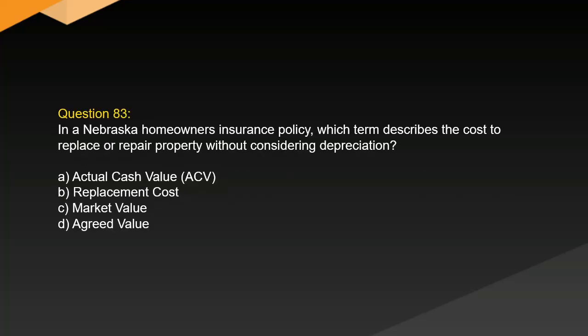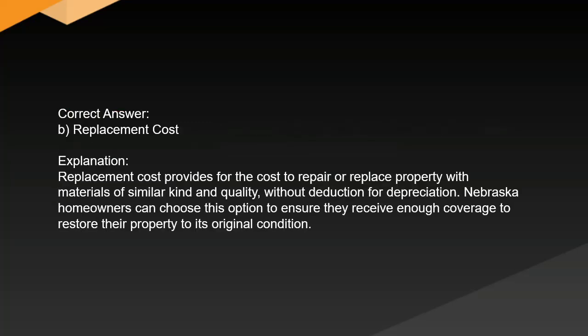Question 83. In a Nebraska homeowner's insurance policy, which term describes the cost to replace or repair property without considering depreciation? A. Actual cash value, ACV. B. Replacement cost. C. Market value. D. Agreed value. Correct answer: B. Replacement cost. Explanation: Replacement cost provides for the cost to repair or replace property with materials of similar kind and quality without deduction for depreciation. Nebraska homeowners can choose this option to ensure they receive enough coverage to restore their property to its original condition.